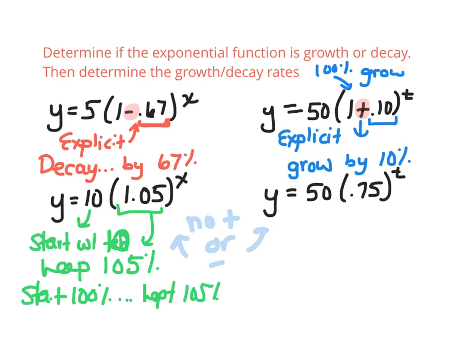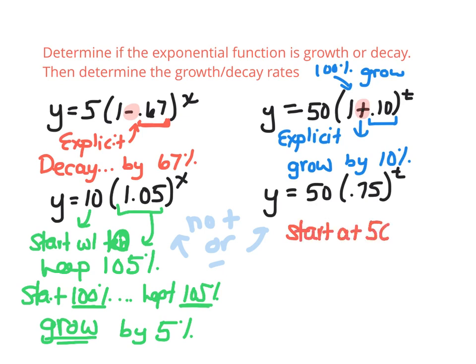Well, I got more percent, so I must have grown. And what percent did I go up by? Well, if I started with 100% and at the end I kept 105, I was growing by 5%. If we look at the last example here, I'm going to start at 50. And I'm going to keep whatever this number is as a percent. So I'm going to keep 75%.